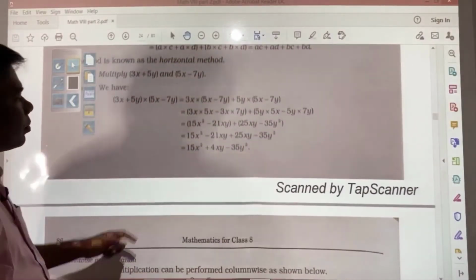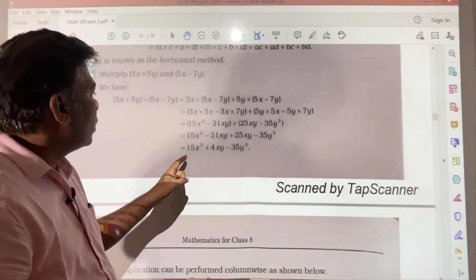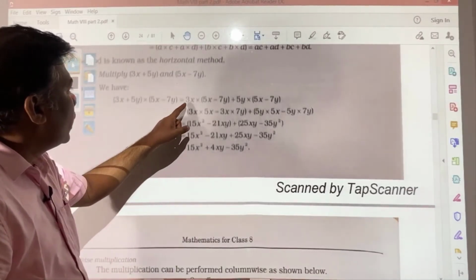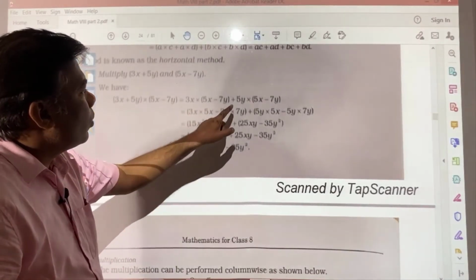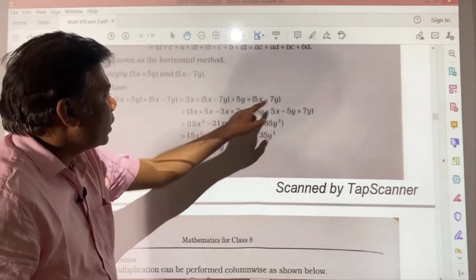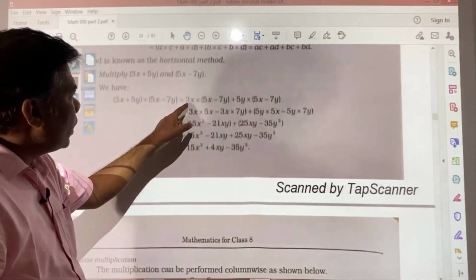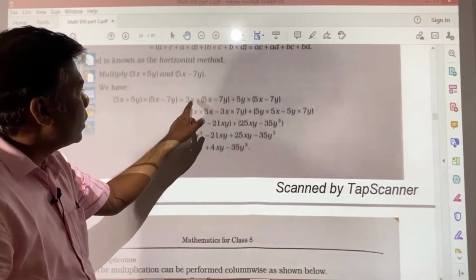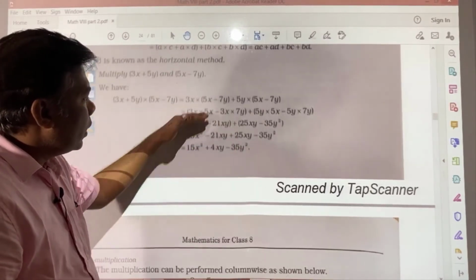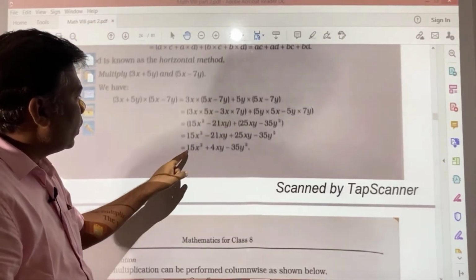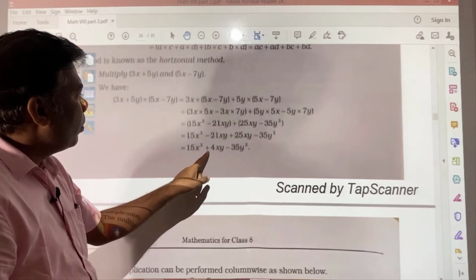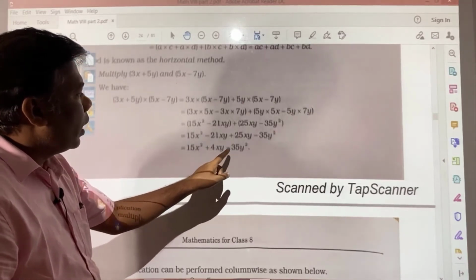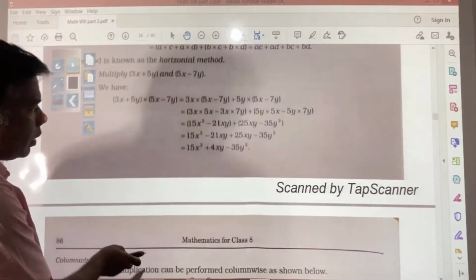Here you see 3x into 5x minus 7y plus 5y into 5x minus 7y. Then again it has been written 3x into 5x minus 3x into 7y. Then it has been simplified, and you have got 15x square plus 4xy minus 35y square.